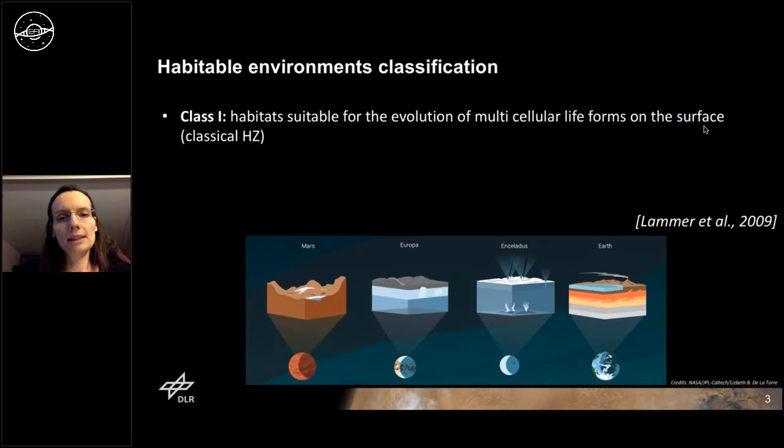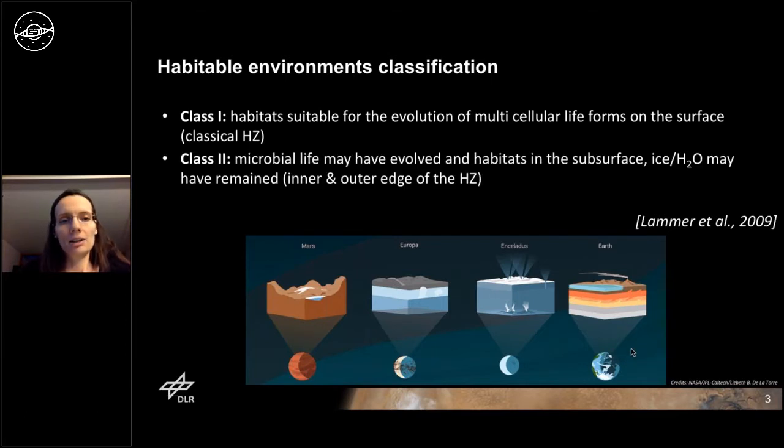When we look at the classification of habitable environments, we can follow the classification by Lammer et al. in 2009. A class 1 habitat is one suitable for the evolution of multicellular life forms on the surface. This is the classical habitable zone definition, and Earth would be a typical example.